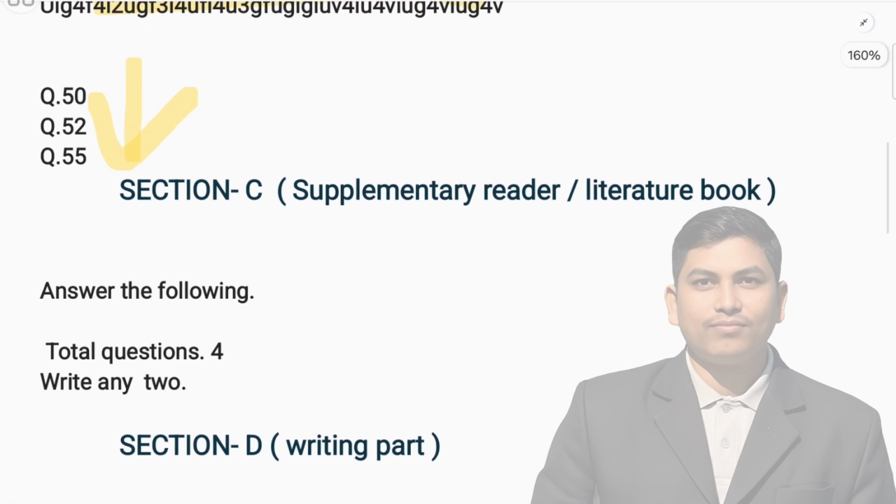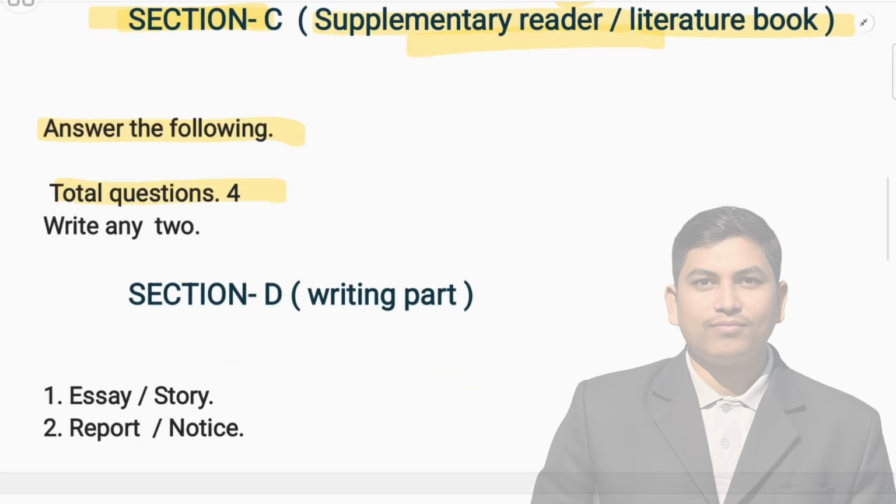Next, look at Section C, the supplementary reader or literature reader. The class has 2 books, and the second book is called the supplementary reader. From there the total number of questions will be 4. That means from 5 chapters there will be 4 questions, and you have to write any 2 questions.